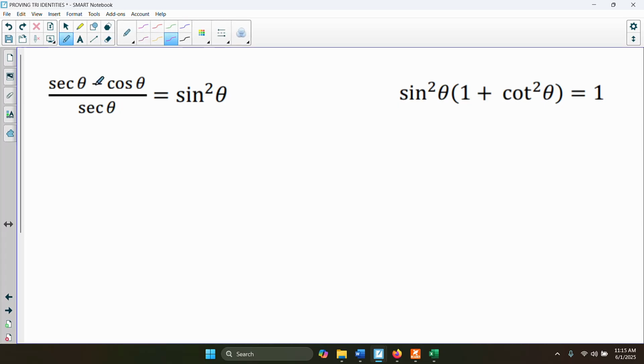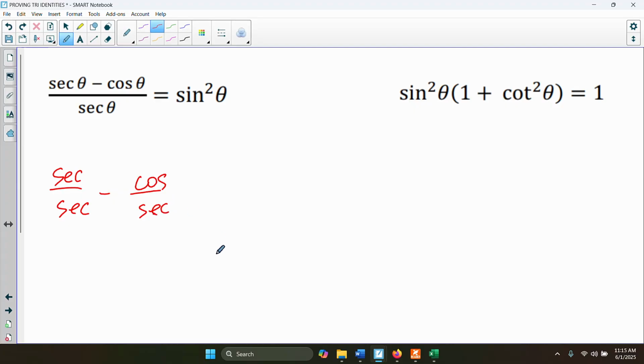This is a fraction where in the numerator I'm allowed to split, meaning this is this fraction minus this fraction. You're not allowed to split your denominator, but numerators, yes, you can split. Let me clear this out. So this is secant minus cosine secant. That's what I mean by split.